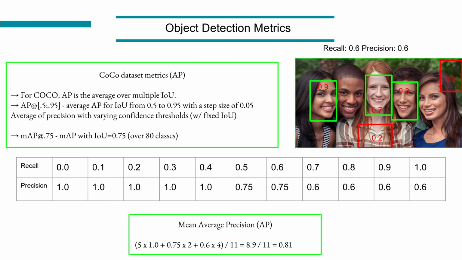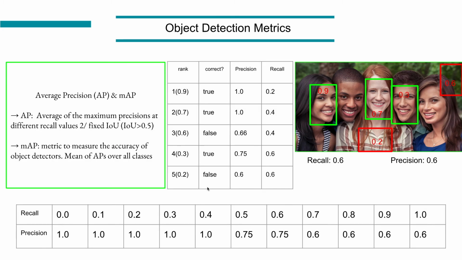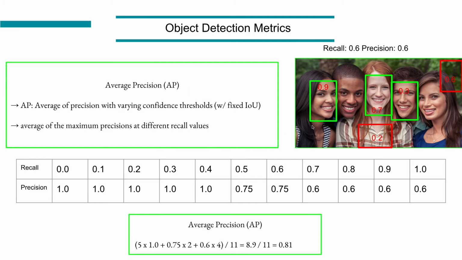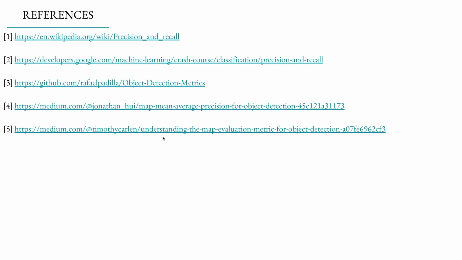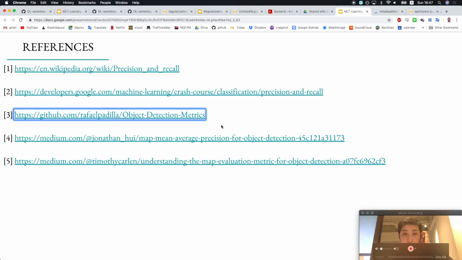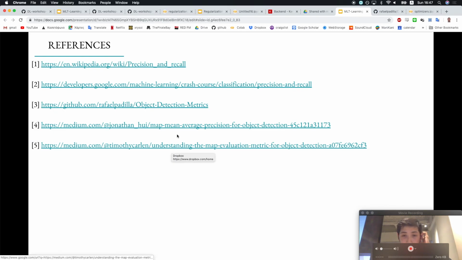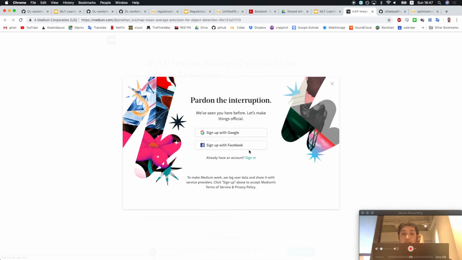How do you get this number? Which one? This one? Yeah, recall and precision, I got from this table. Maybe you can check the references. We are going to share them. This guy, not this one. This guy, yeah, has a pretty good explanation.